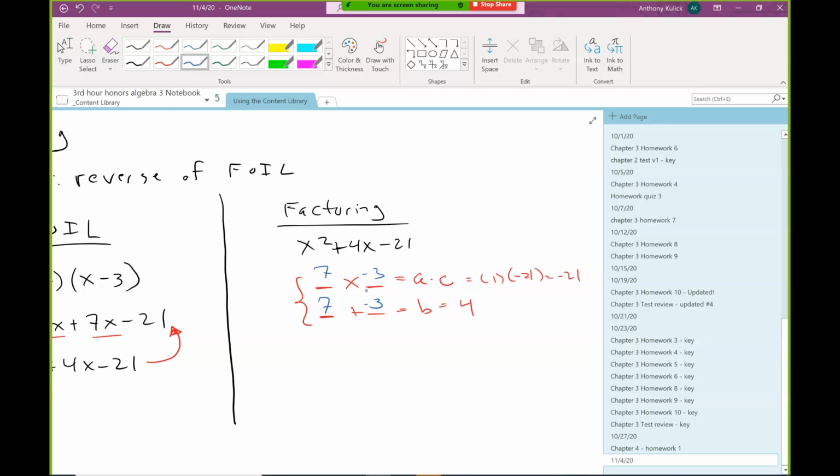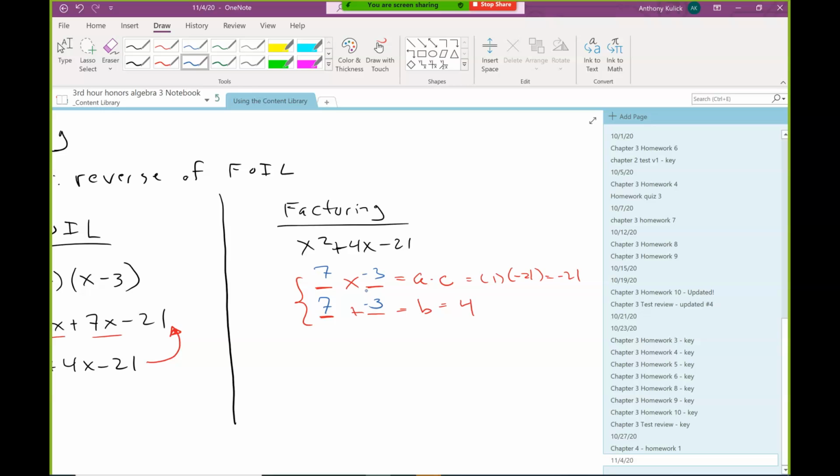Worth saying a couple of things here before we move forward. Which problem should I start looking for my answer with? The multiplication problem or the addition problem? Always the multiplication problem, because how many pairs of numbers multiply to give us negative 21?